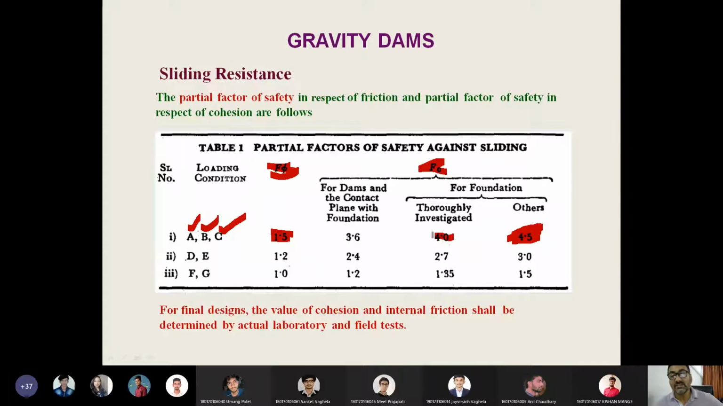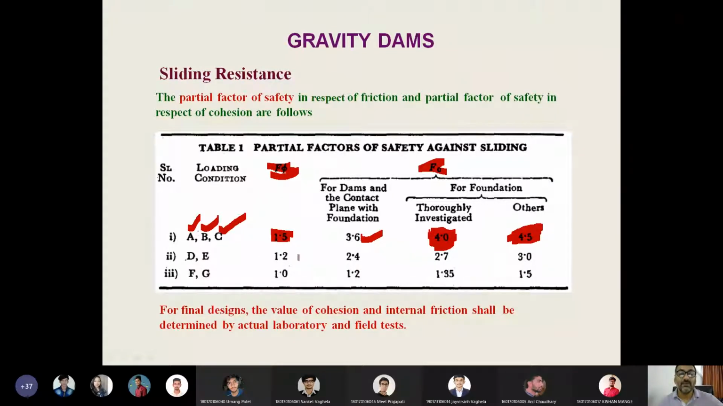And if investigation is done, like Sadas rover, many technical investigations have been done, including the geological, so you could safely take the value of FC as 4. Okay, for dams and the contact planes with foundation, this should be 3.6. And this is for the foundation. These two values are for the foundation.